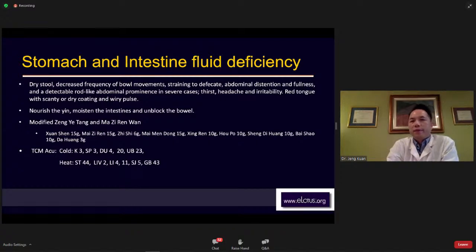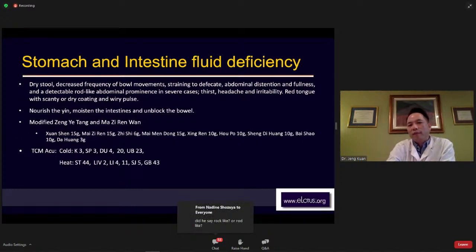And there will be thirst because there's fluid deficiency, and there might be headache, irritability. And if you look at the tongue, frequently there's red tongue with scanty or dry coating, and the pulse could be wiry or tight. Nourish the yin, moisten the intestines, and unblock the bowel will be the treatment plan. And you can use Zeng Ye Tang or Ma Zi Ren Wan. Those two formulas can help to moisten the intestine and nourish the yin, increase the yin energy, helping the body to have more fluid, especially for stomach yin and the intestine.